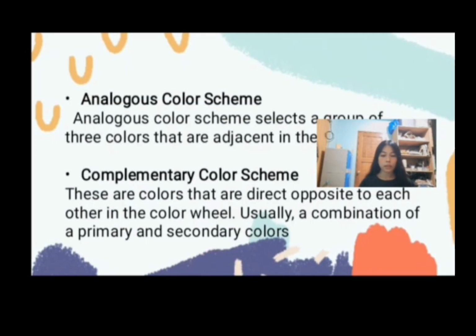And then the next one, analogous color scheme is a group of three colors that are next to each other on the color wheel. For example, blue, green, and green. So this color nakikita natin siya in nature kasi parang calm color lang siya tignan.